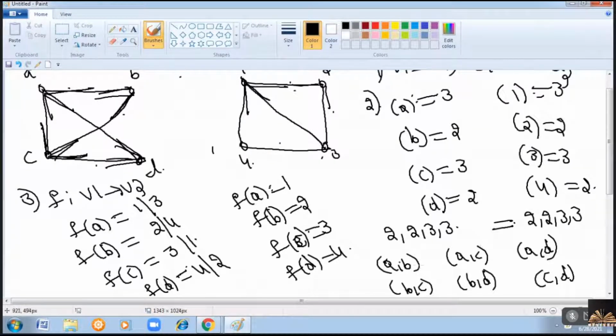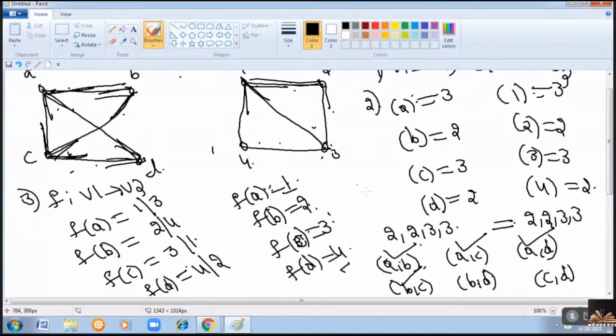A comma B, they are adjacent in the first graph, so their images 1 and 2 are also adjacent. So it is satisfied. Adjacency is preserved. A comma C, they are also adjacent. For A comma C, 1 comma 3 are also adjacent. A comma D are also adjacent. Their images are 1 and 4, so 1 and 4 are also adjacent. Now coming to BC, B and C are adjacent here, their images 2 and 3 are also adjacent.